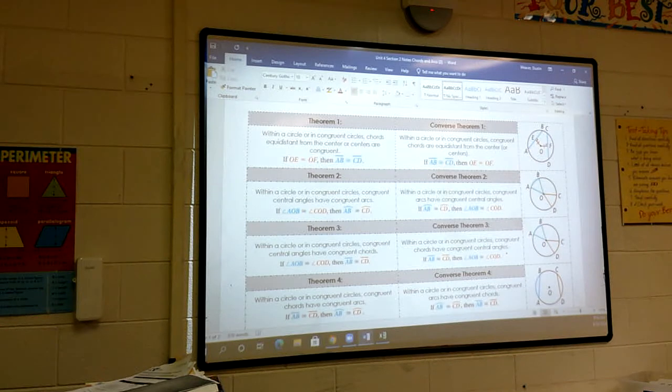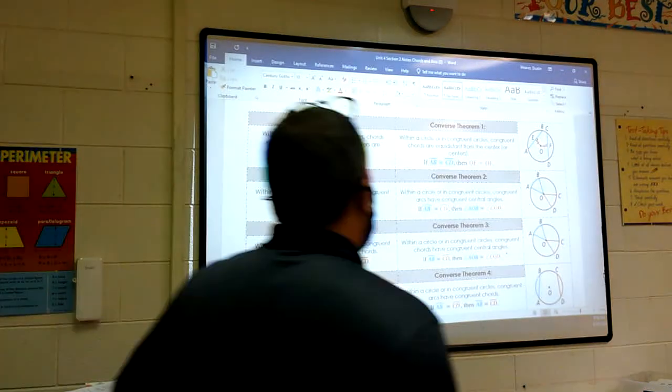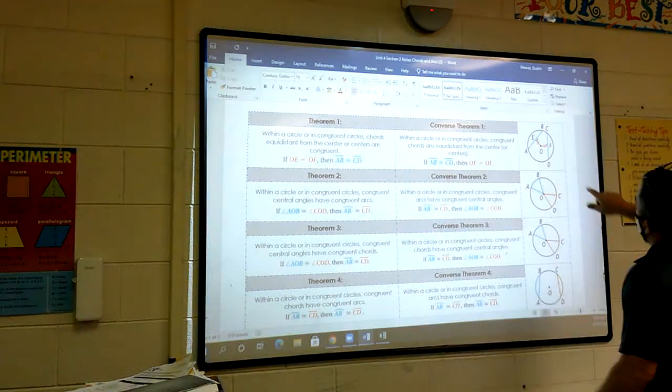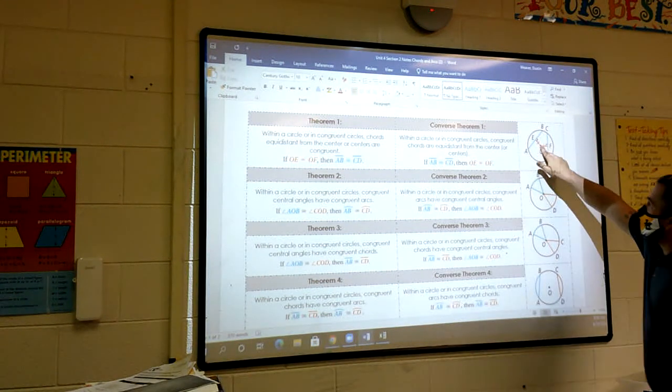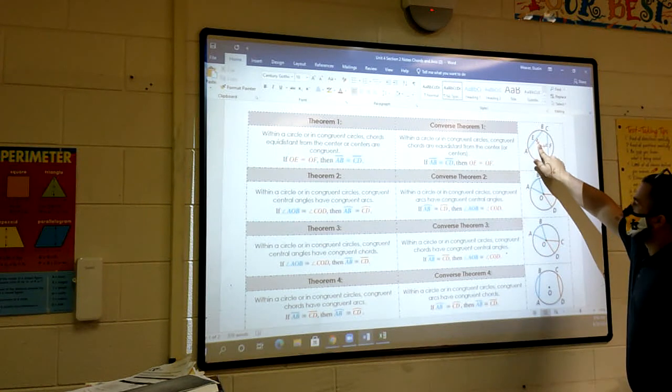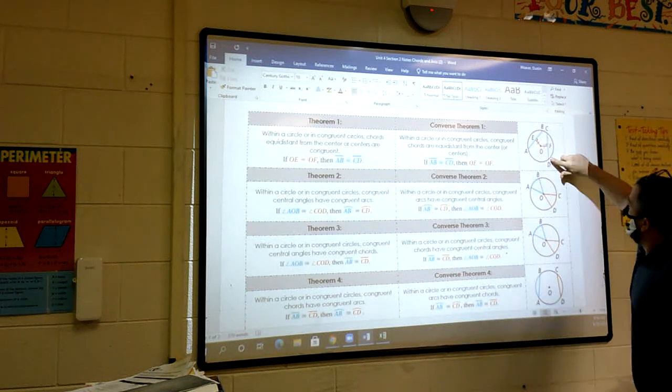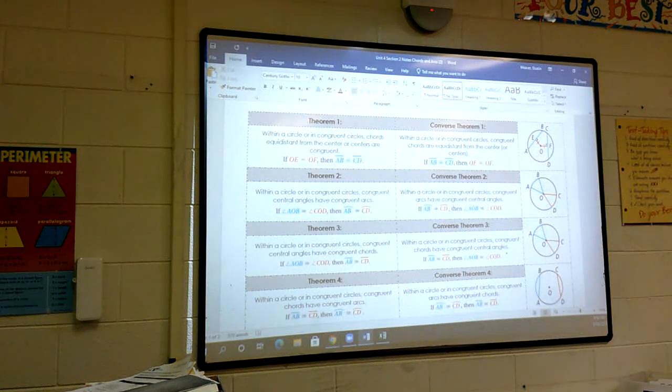So for instance, if the distance from O to F and the distance from O to E are the same, then this chord and this chord have to equal each other. So basically, we'll be setting those equal to each other and solving for x in a little bit. We'll be making equations out of that.